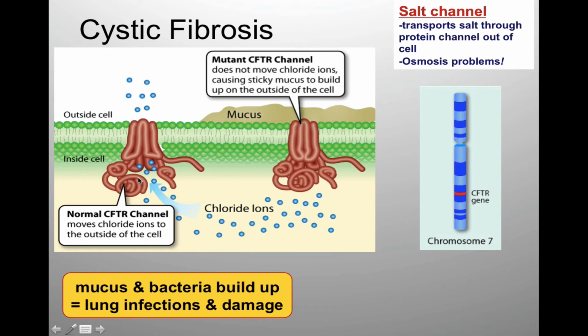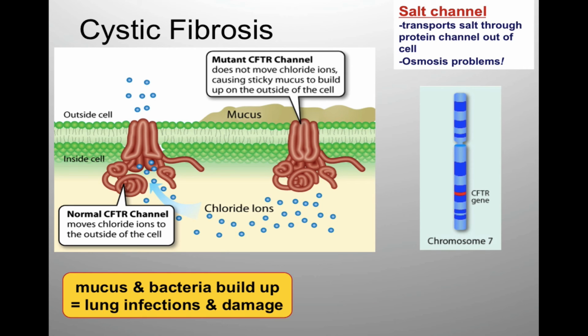If the protein doesn't work correctly, then the movement is blocked, and abnormally thick, sticky mucus is produced on the outside of the cell. Here is a defective or mutant CFTR channel, and because it doesn't allow the salt to easily pass through, that thick mucus builds up. That's a problem because this mucus clogs the airways in the lungs, and it increases the risk of bacterial infections. Not only does this happen in the lungs, but this can also have an effect on the digestive system.